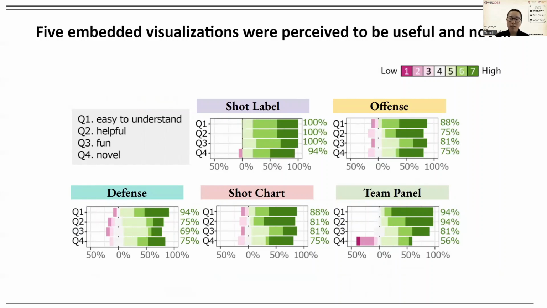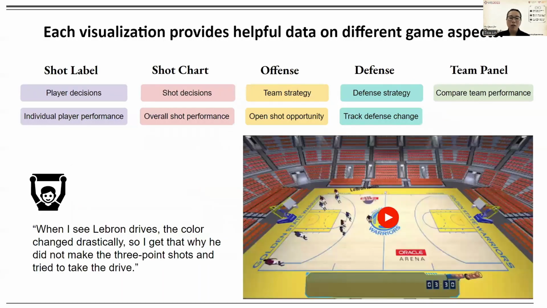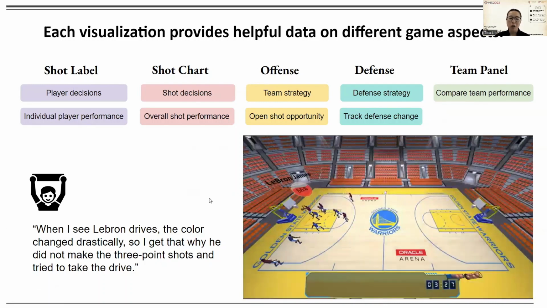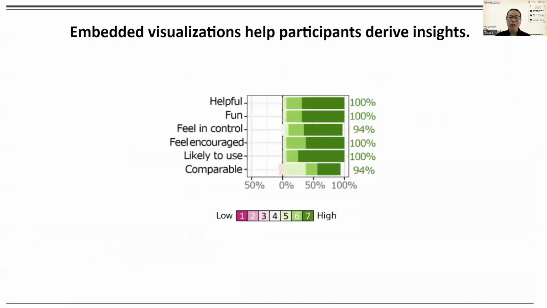First, the 5 embedded visualizations were found to be easy to understand, helpful, fun, and novel by the majority. Furthermore, each visualization helps fans to analyze different game aspects. For example, with the shot label, a fan observed, when I see LeBron James drives, the color changed drastically, so I get why he did not make the 3-pointers and try to take the drive. Overall, we found users can derive useful game insights from using the visualization and interaction provided by Omnioculars.